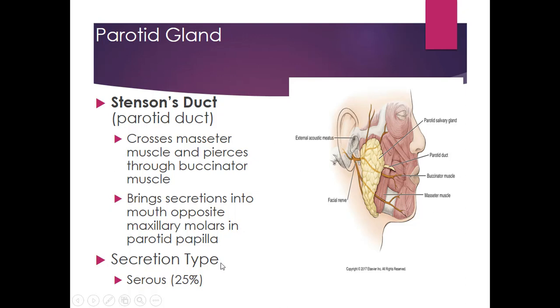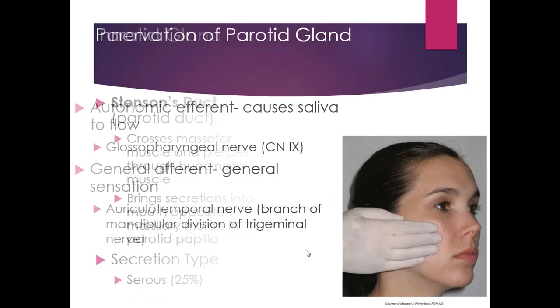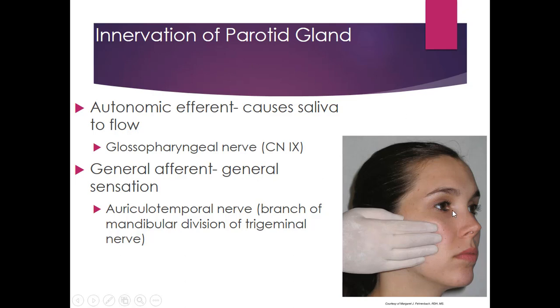So even though this is the largest salivary gland, it's only responsible for about 25% of all our serous secretions of saliva. The parotid gland, and this is just showing you how we palpate, and we all know that. The autonomic efferent nerves, which cause the saliva to flow, are innervated by the glossopharyngeal nerve, which is cranial nerve 9. The general afferent sensation innervation comes from the auriculotemporal nerve, which is a branch of the mandibular division of the trigeminal nerve.